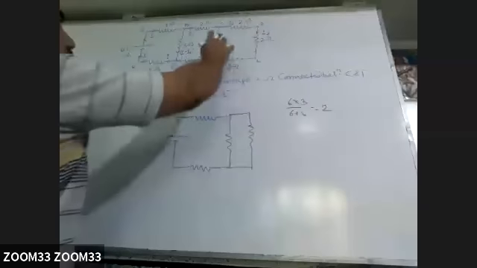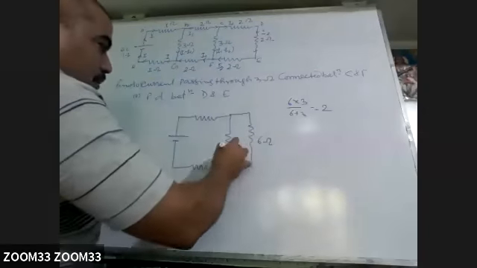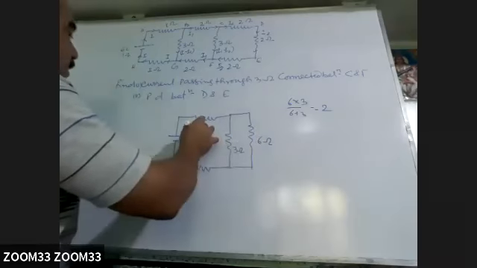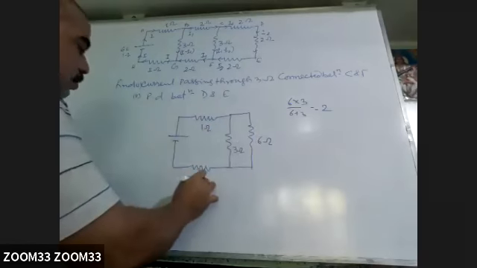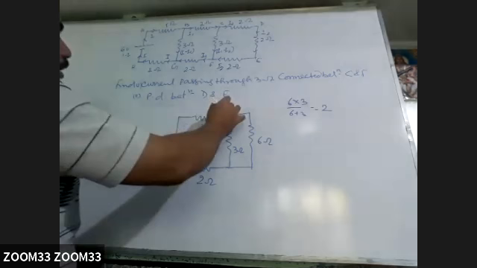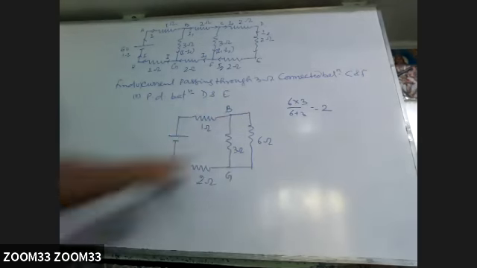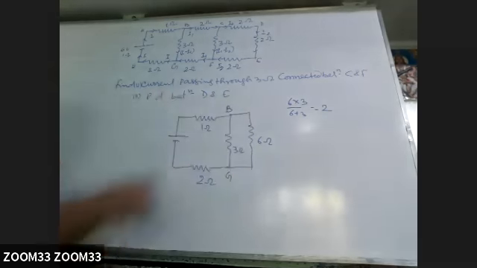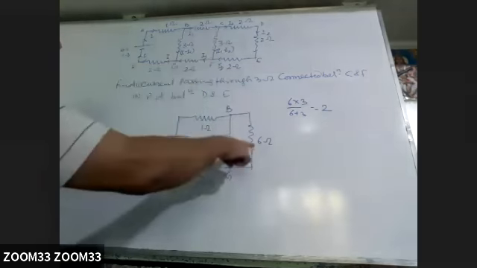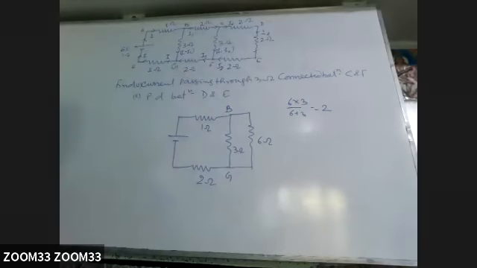So this was 6. This was 3. This is 1. And this is 2. This is between B and D, but this is not C and F, because between C and F there is a 3 ohm, but we have connected 6. So this is between B and G, like this, on this side.